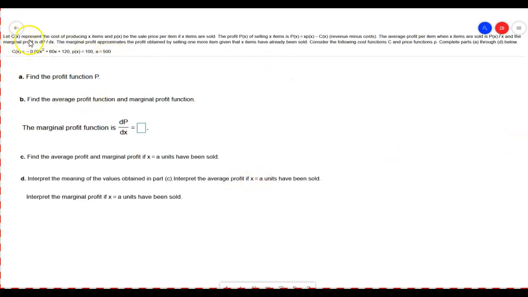It said, let C of X represent the cost of producing X items, and P of X, lowercase p of X, be the sale price per item if X items are sold. The profit, which is uppercase P of X, of selling X items, is defined as uppercase P of X is equal to lowercase x times lowercase p of X minus uppercase C of X. I'm distinguishing between the uppercase and the lowercase.